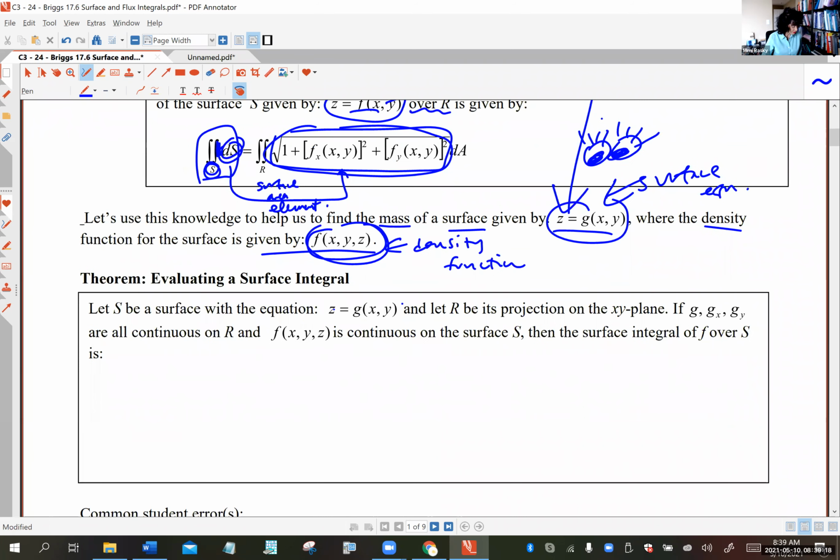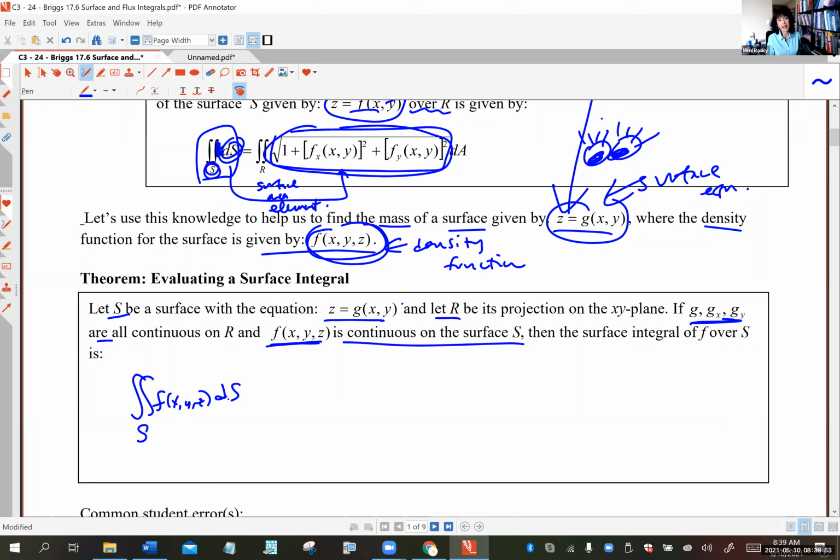Okay, I know, confusing. So let S be a surface with this equation, z equals g(x,y). Let R be the projection of that surface onto the xy plane. If g and the partials of g are continuous on your region, and this density function is continuous on your surface S, then the surface integral of F over S looks like this: double integral over S, then you put your density function in here, and then dS, where dS represents the surface area element.